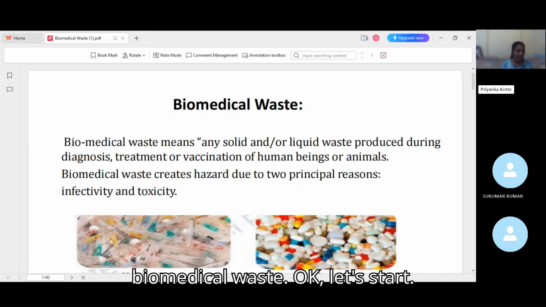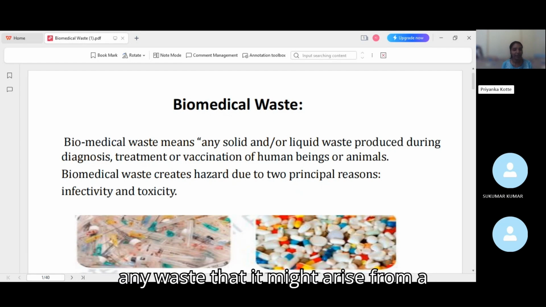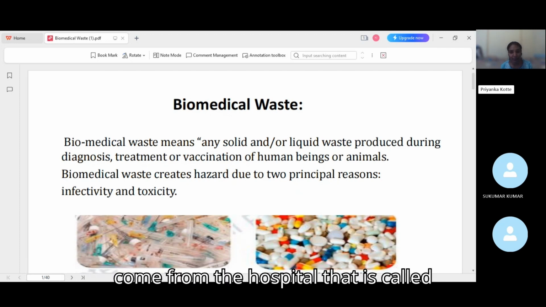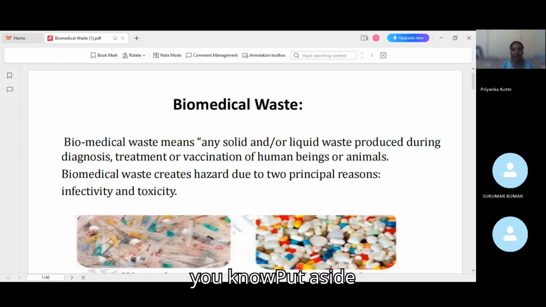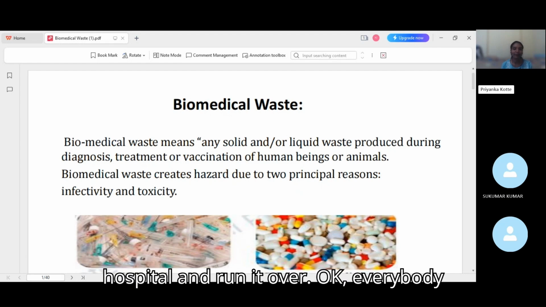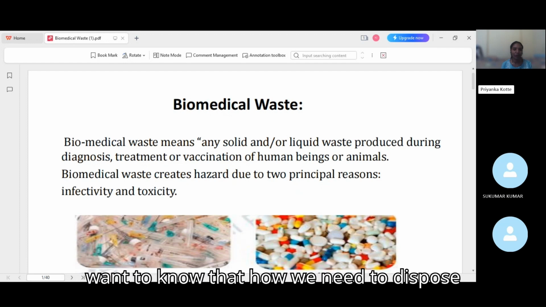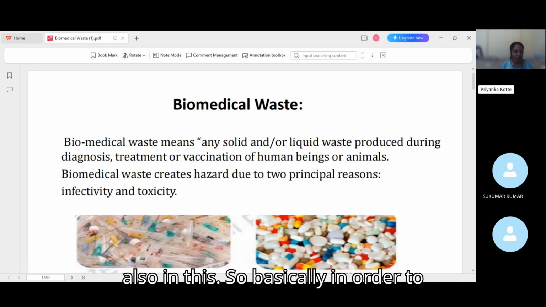Okay, let's start. Nobody likes waste, any waste, whether it arises from a house, like domestic or non-hazardous waste, or the waste that comes from the hospital, which is called biomedical waste. Nobody wants it to be put aside within their own house or within the hospital. Everybody wants to know how we need to dispose of it or process it, right? So we will see the management process also in this.